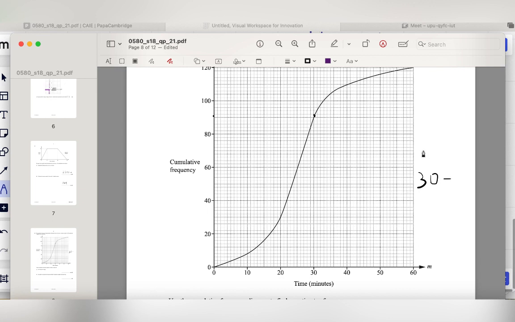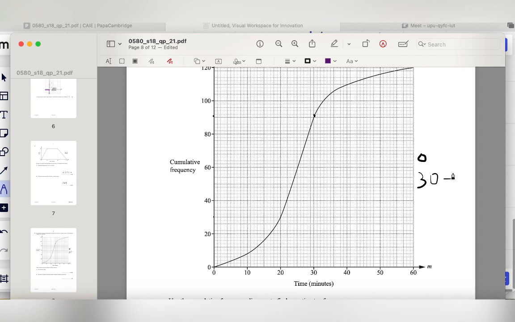This is coming from our Q3. So our Q1 is 30. Trace 30, 30 here from the graph. Trace it to this curve on the graph and trace it down, you get 20.